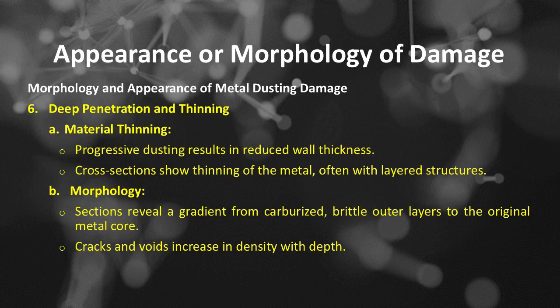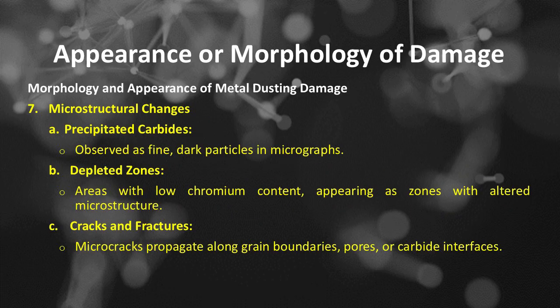Cracks and voids increase in density with depth. Number 7 of morphology and appearance of metal dusting damage is microstructural changes. Number A, precipitated carbides observed as fine, dark particles in micrographs. Number B, depleted zones or areas with low chromium content, appearing as zones with altered microstructure, and cracks and fractures such as microcracks propagate along grain boundaries, pores, or carbide interfaces.